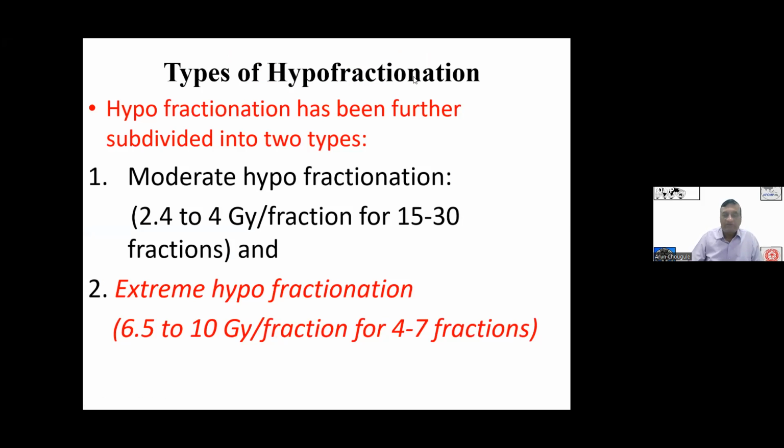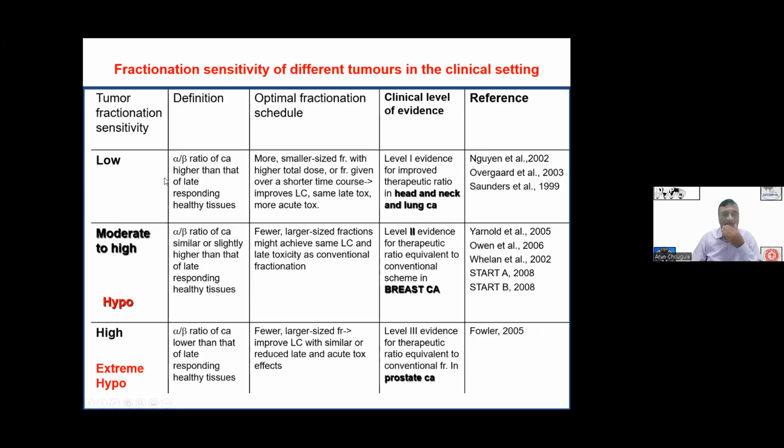Now, hypofractionation has also been classified into moderate hypofractionation and extreme hypofractionation, where 6.5 to 10 gray per fraction for 4 to 7 fractions are given, or it can be a single fraction SRS. And that depends upon the alpha by beta. Just within a moment, in the next 2 slides, I will show what the alpha by beta linear quadratic model is. The tumor fractionation sensitivity is low; if the alpha by beta ratio of a cancer is higher than that of the late responding healthy tissues, smaller size fractions are used.